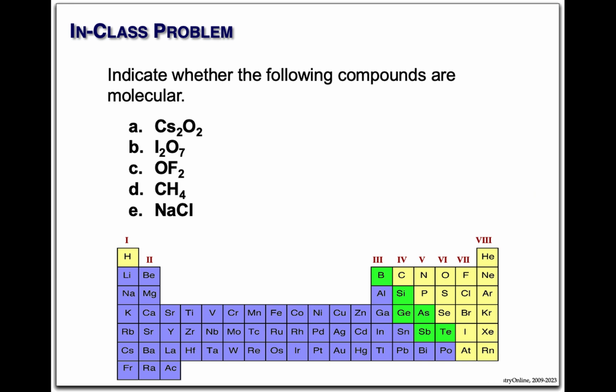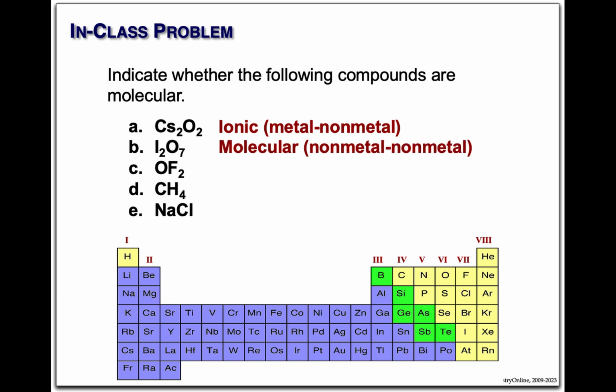Our first one here is cesium oxide. Cesium, group 1 metal. Rule is if it's got a metal, it's ionic. Diiodine heptaoxide. Iodine, oxygen. They're both non-metals. This is a vapor. Oxygen difluoride. Non-metal, non-metal, molecular.